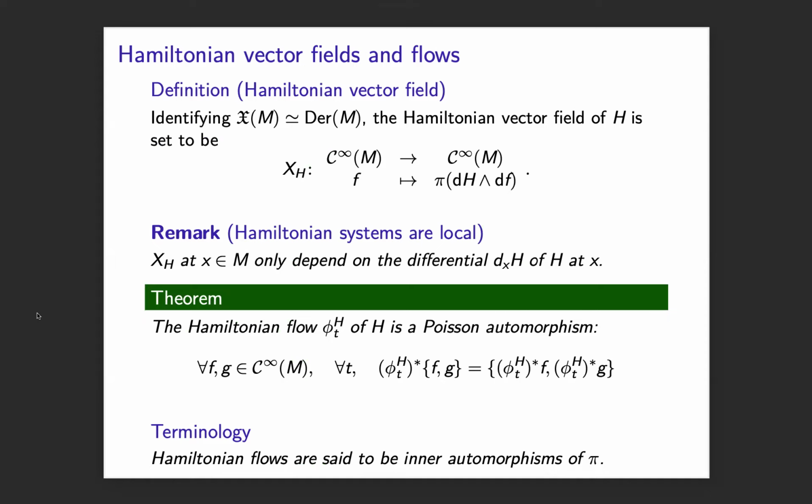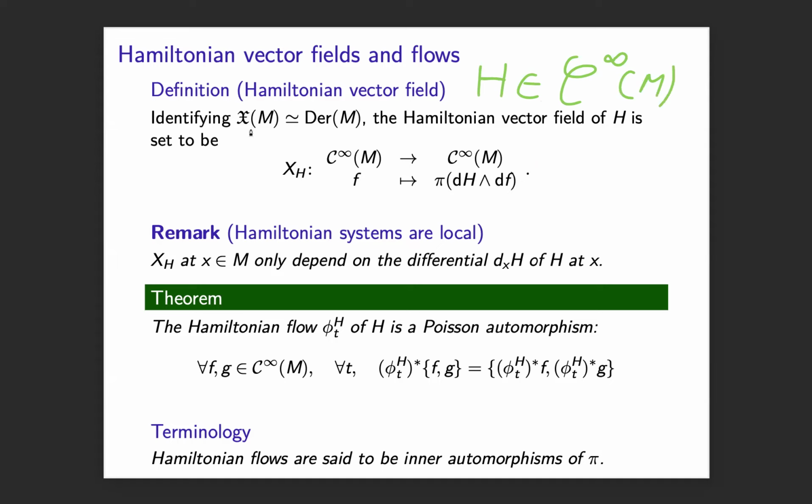So let us see now how to construct dynamical systems, right? We want to do mechanics and dynamical systems, so we need vector fields. And this is one way to construct vector fields on a Poisson manifold. So H is a smooth function on M, as always, a C infinity function on M.